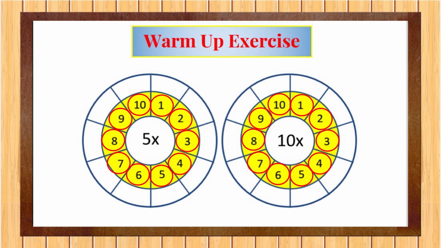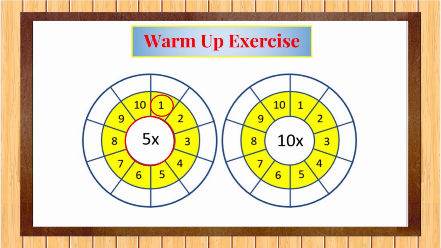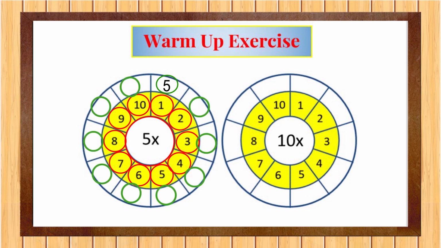So if we multiply 5 by 1, the product of that we'll write just above the numeral 1. So 5 times 1 would be 5. We write that product there. You have to think, boys and girls, what is the product of 5 and 2, 5 and 3, 5 and 4, 5 and 5, 5 and 6, 5 and 7, 5 and 8, 5 and 9, and 5 and 10. Those products we'll write on the outer circle.